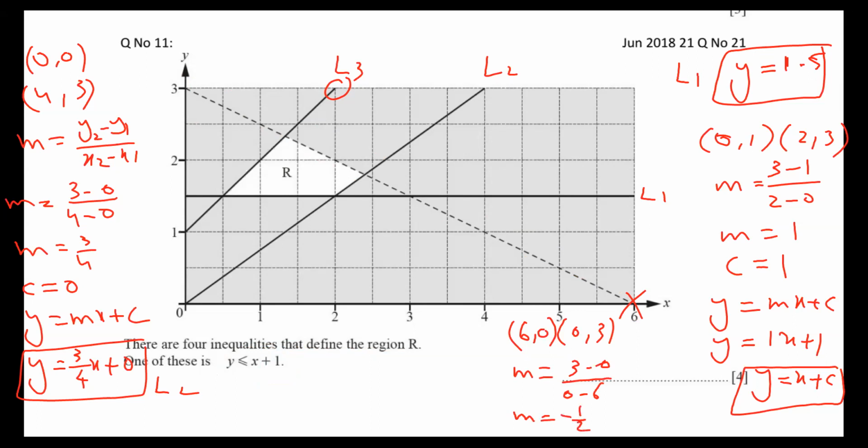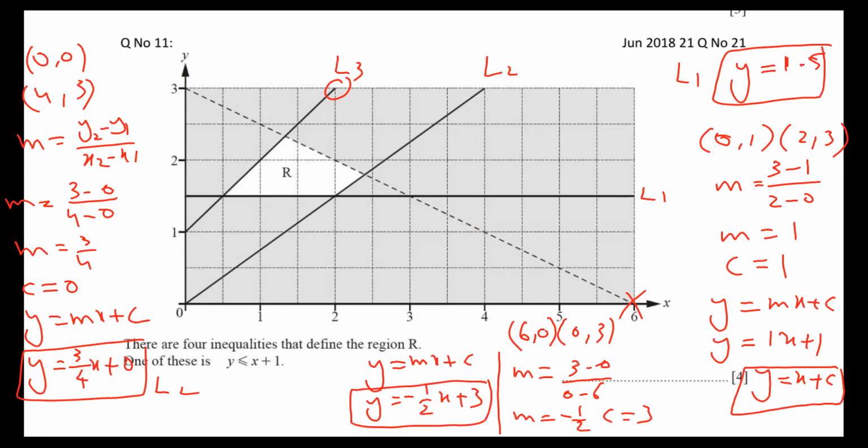Negative half. And for this line it is very clear, C is 3, because this line cuts the y-axis at 3. So no need to work out. And what is the answer? y is equal to mx plus c, and I'm writing the final answer: y is equal to minus half x plus 3. So this part is clear.